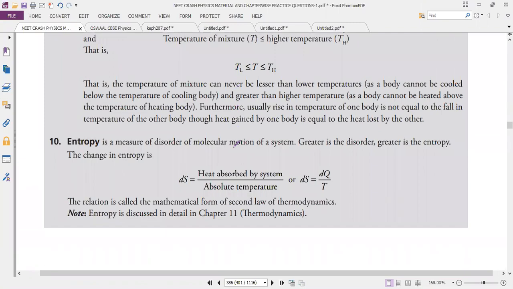Next, entropy. It is a measure of disorder of molecules, motion of the system. The greater the disorder, the greater the entropy. The change of entropy, the formula: heat absorbed by the system divided by absolute temperature. It is denoted dS. dS equal to dQ divided by T. So how it is derived means using the second law of thermodynamics.